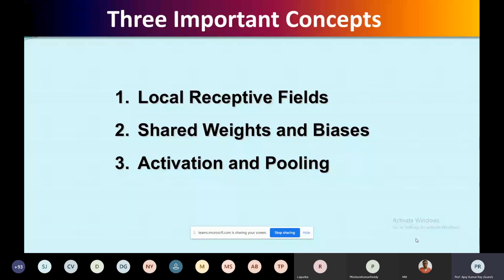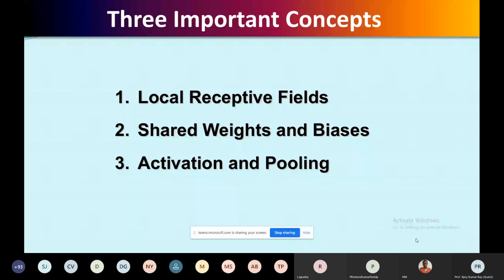So there are three important concepts in this convolution neural network. One is the local receptive fields. One is shared weights and biases. And the third one is activation and pooling. Activation means a nonlinear function. In every neuron, as I said, you have got a nonlinear function like the sigmoid function. Here also you have to use one such nonlinear function.